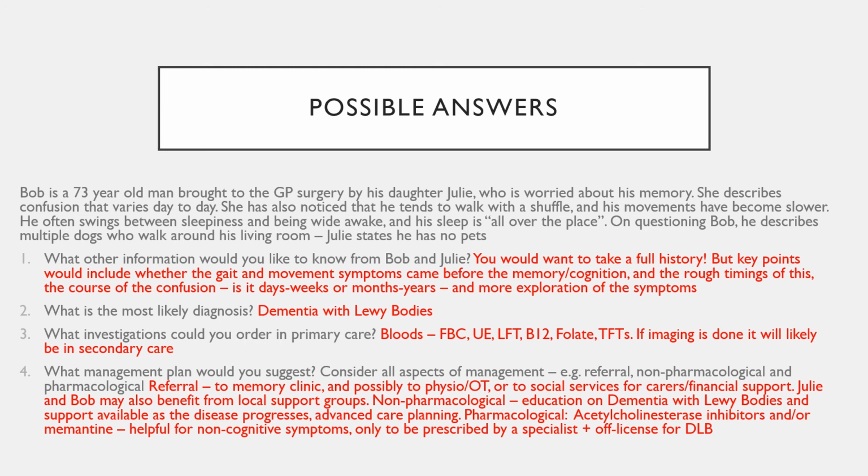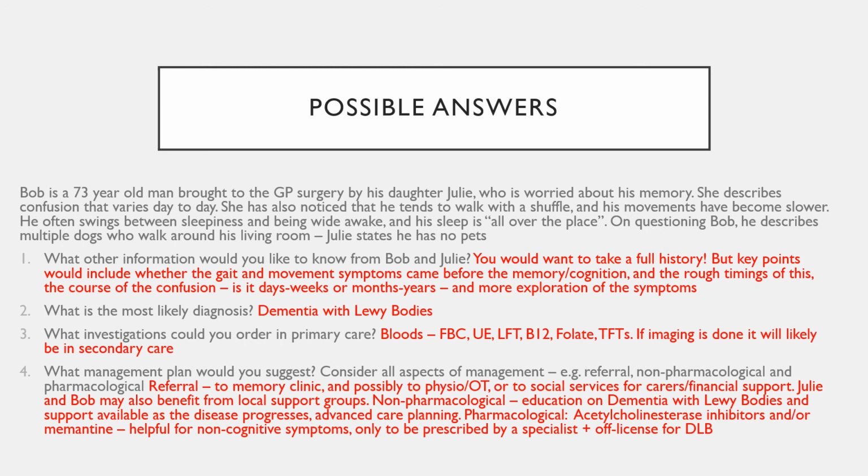In terms of investigations that you could order in primary care, you'd want to order bloods, as we've gone through before, so full blood count, U&E, LFT, B12, folate, thyroid function, just the things to rule out a reversible cause of this deterioration. And you wouldn't usually order imaging in primary care, it'll likely be done in secondary care.